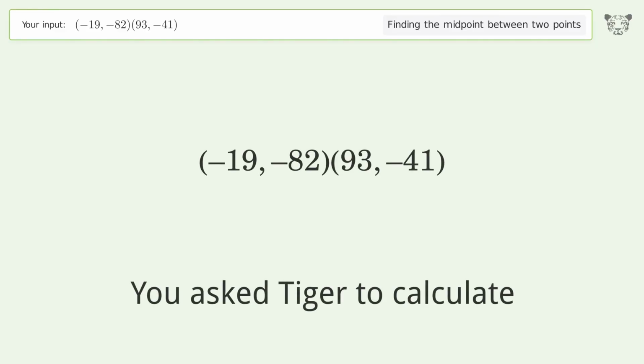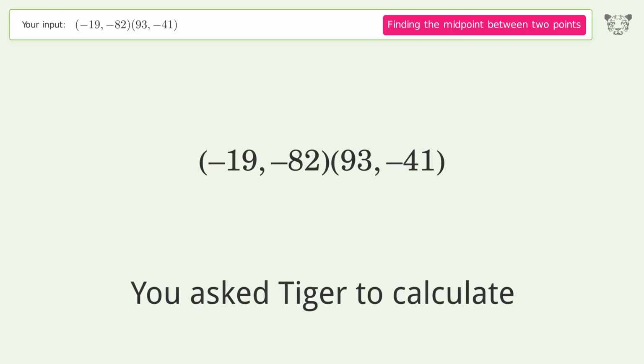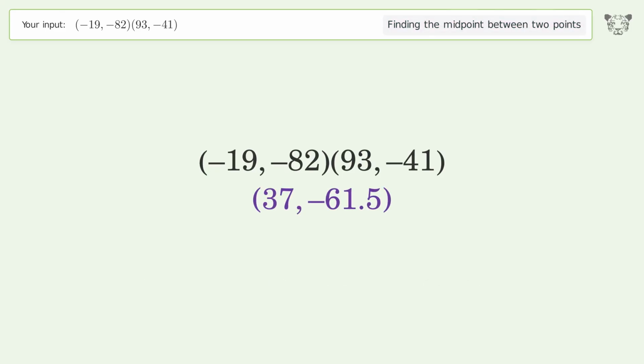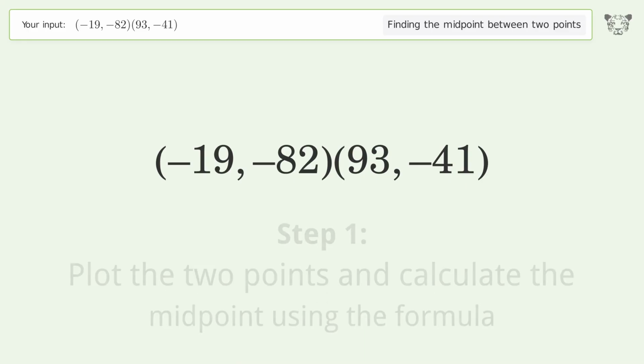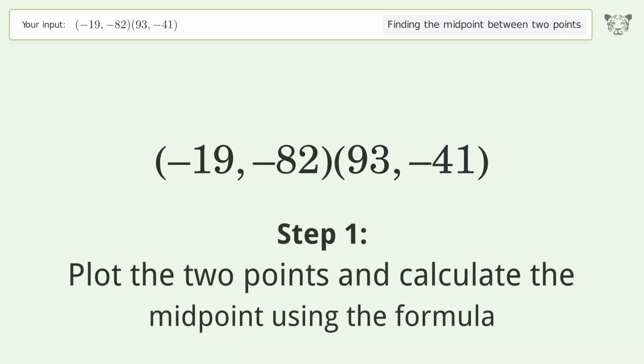You ask Tiger to calculate. This deals with finding the midpoint between 2 points. The midpoint between the 2 points is 37, -61.5. Let's solve it step by step. Plot the 2 points and calculate the midpoint using the formula.